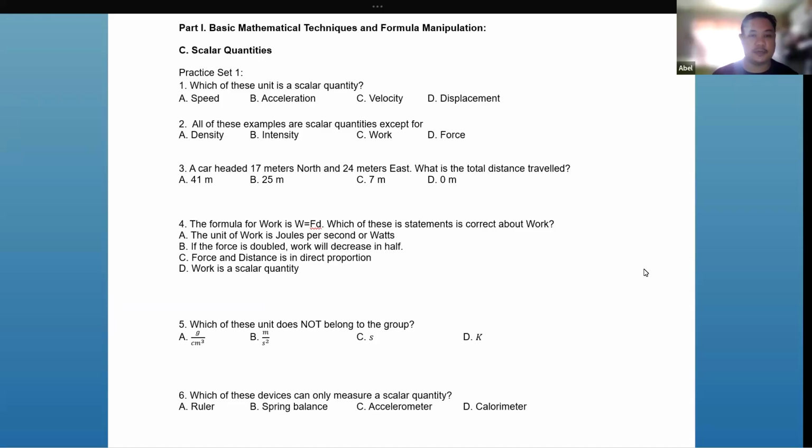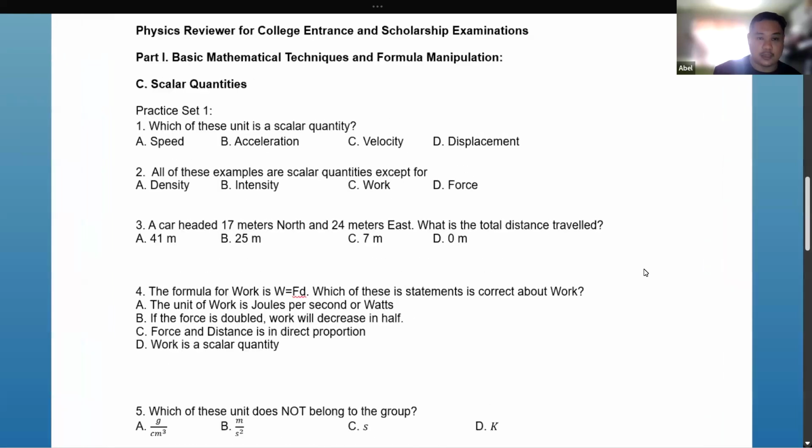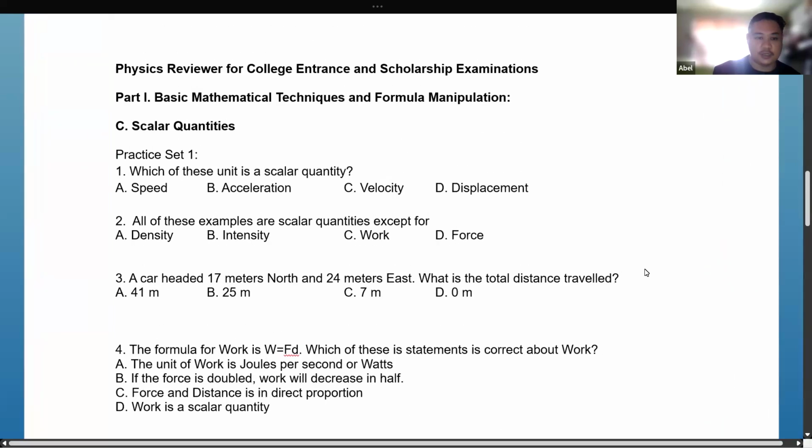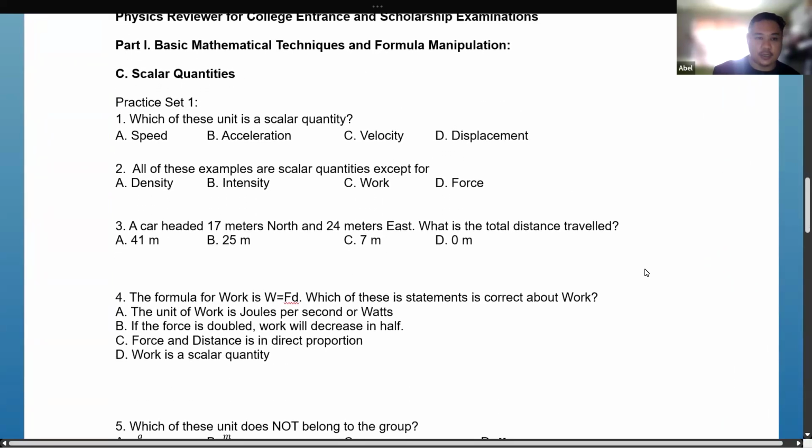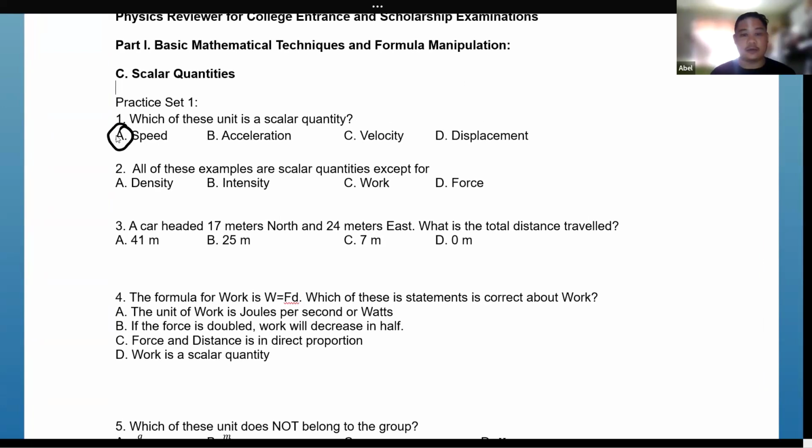Okay, so let's discuss now the scalar quantities. Practice set number 1. Which of this unit is a scalar quantity? Now, let's try to see which of this unit is a scalar quantity. Now, we all know that one of the scalar quantity is speed. In fact, velocity is vector. So this one is a vector.